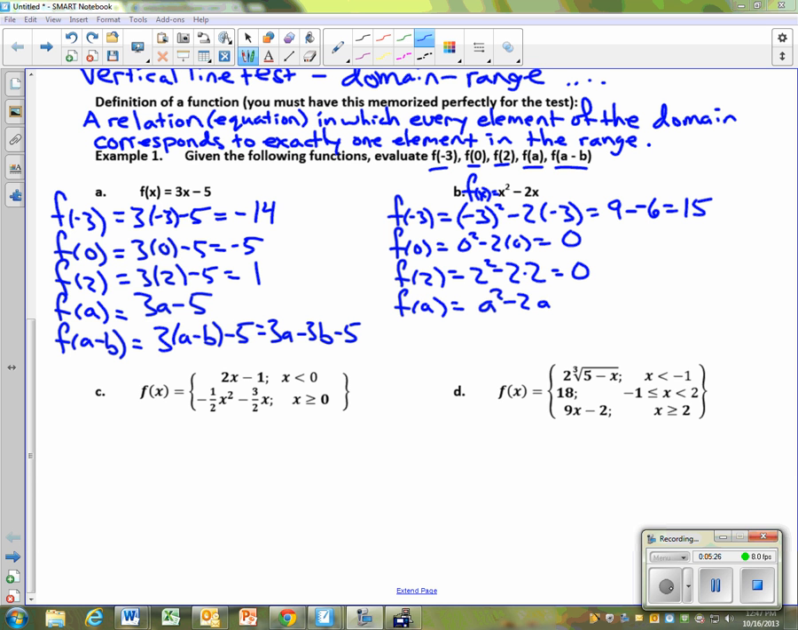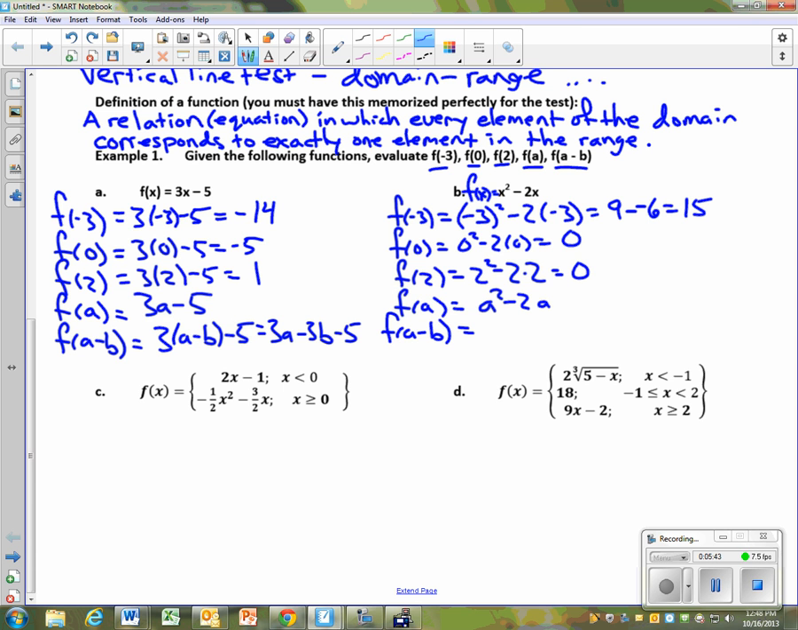Is this what you guys have for the first four? 15, 0, 0, and a squared minus 2a? Any questions on the first four? Then we're going to go over the last one together, f of a minus b.